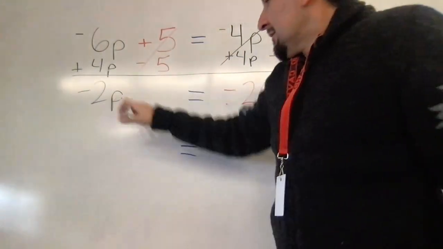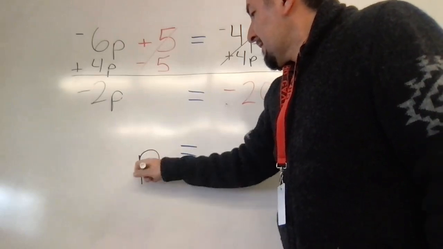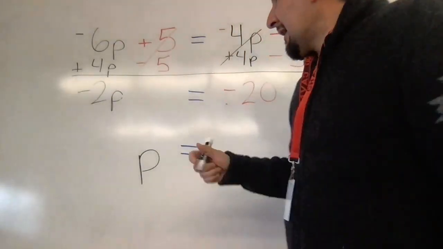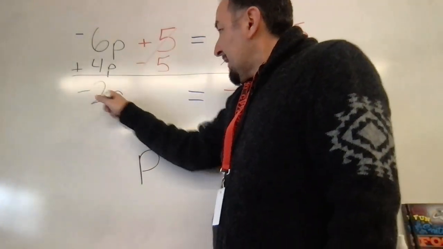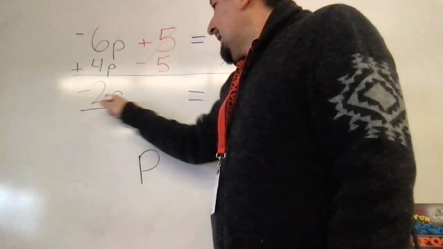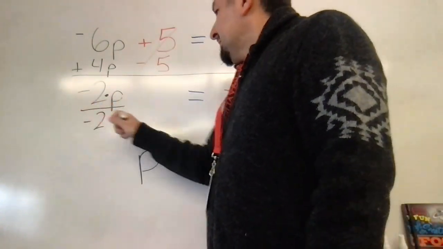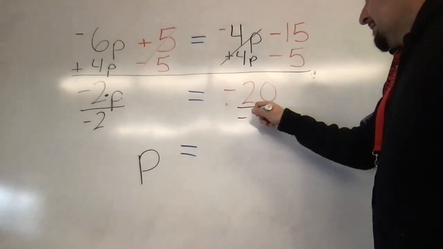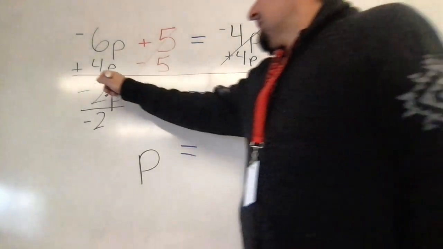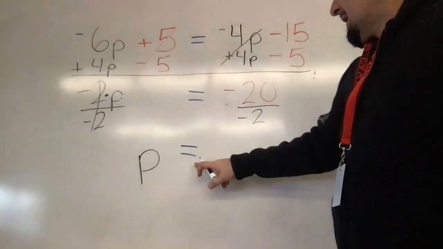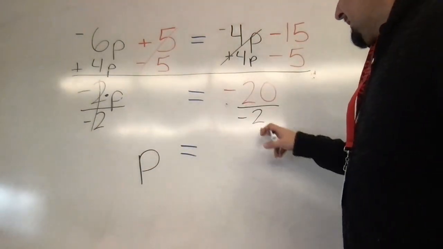I want to know what this variable is. Right now, it's connected to this negative 2, and I know when they're stuck together, that's times. So how do I get rid of times negative 2? We're going to divide by negative 2. So now I need to come over here and do the same thing. That's going to cancel again. I'm down to just one pizza. My equal sign, negative 20 divided by negative 2.